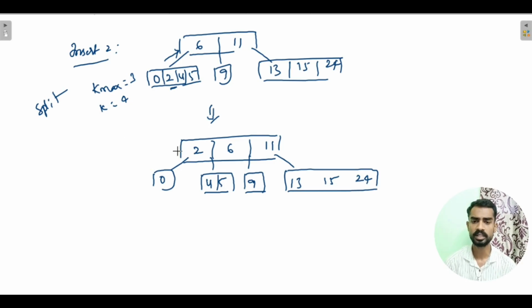Now when the split operation is performed, we have to check the Kmax property for this node, which is the new parent node. So here the Kmax property is 3 and the number of key values is 3, so they are within the range, so we don't have to worry about any further split operation. So now we will insert the new value.